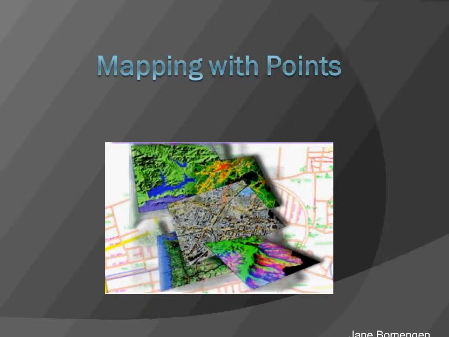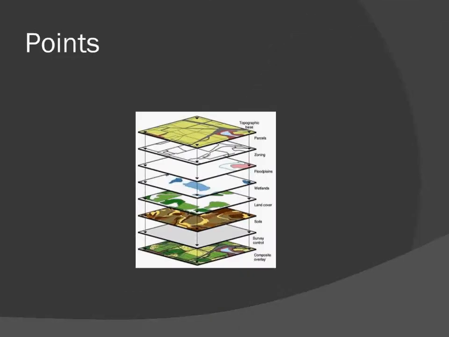Welcome to this week's video lecture in which we'll talk about mapping on point locations. A layer of point locations will most likely be the top layer of information that you display on your GIS map. The reason for this is very simple. It's because you need those locations displayed as points to show up on top of all your other layers.